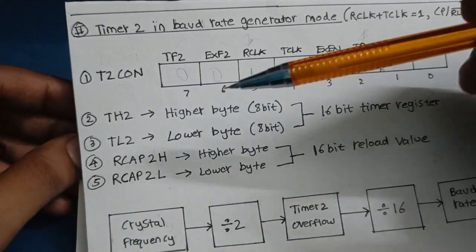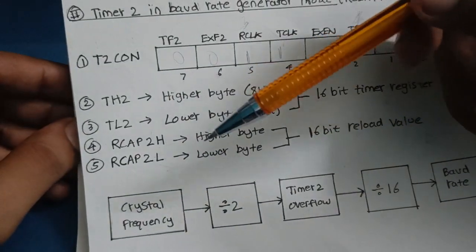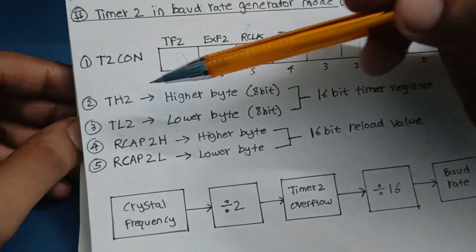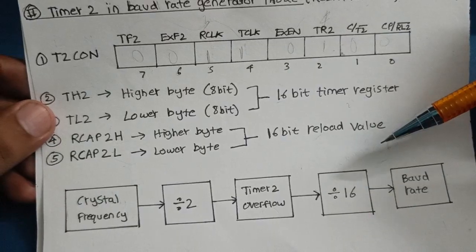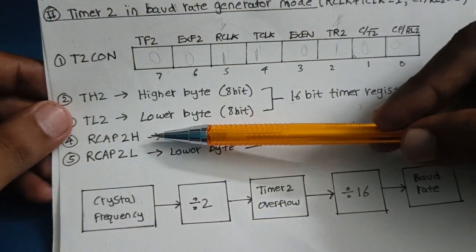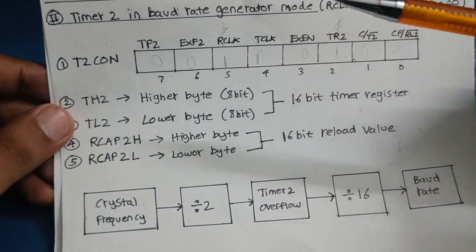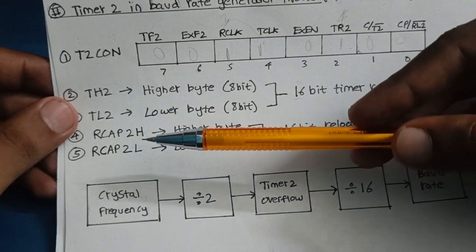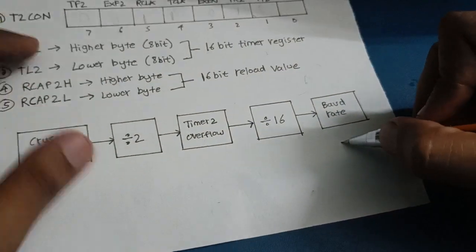So the count which comes from the crystal frequency and goes to timer 2 goes to TH2 and TL2. So these two registers will increment. And when it reaches 65536, which is the overflow, then these two values, RCAP2H and RCAP2L, will be loaded in TH2 and TL2, and the counting will start from there. So let's see what values to load in RCAP2H and RCAP2L so that we get our desired baud rate, which is 9600.